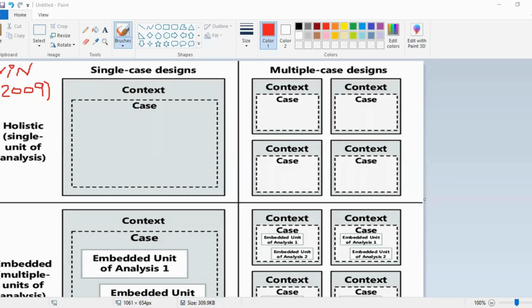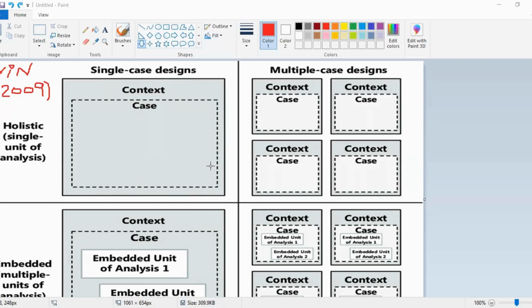In this video, I will explain case study set designs. This 2x2 matrix is given by Yin in 2009. If we see this matrix vertically, it talks about the cases, whether it is single or multiple. When I say case, it means person, organization, location, etc.